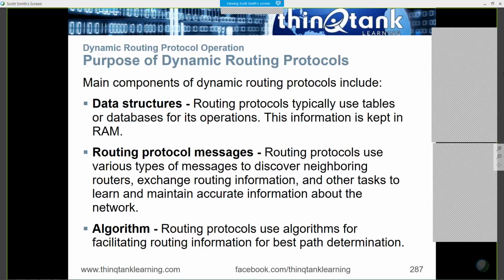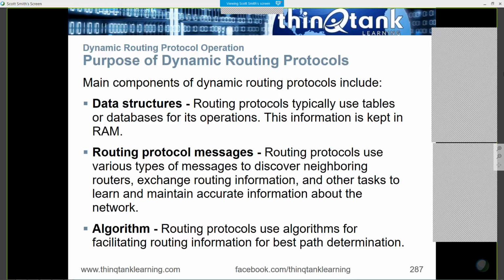What do you think a hello packet might be used for within a routing protocol? To identify neighbors, to announce yourself as a neighbor, and to hear other routers as neighbors. That's one example of a routing protocol message, a hello packet.